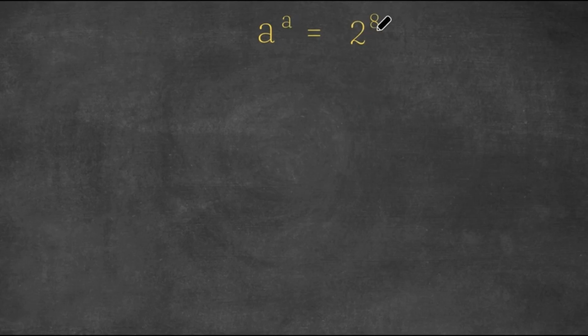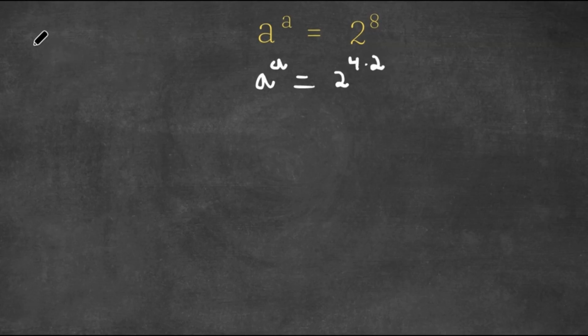Now 8, this is the same thing as 4 times 2, right? So now I'm going to write this as a to the power of a is equal to 2 to the power of 4 times 2.